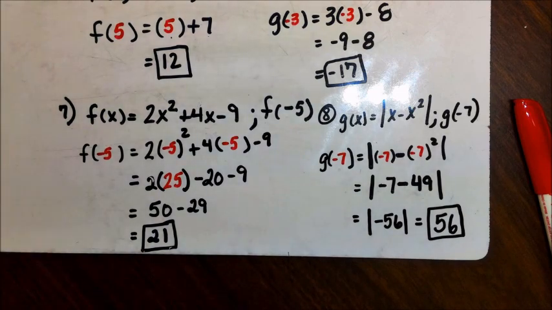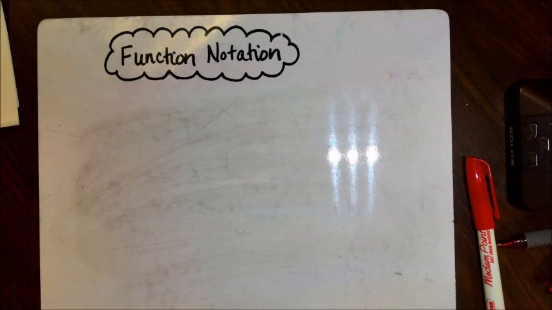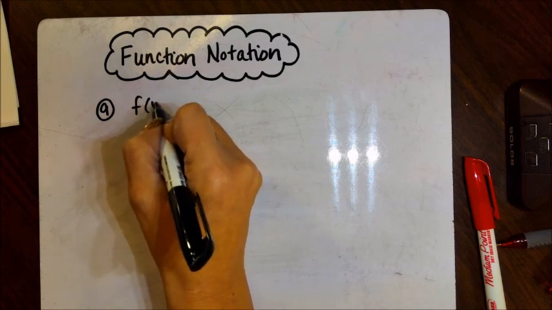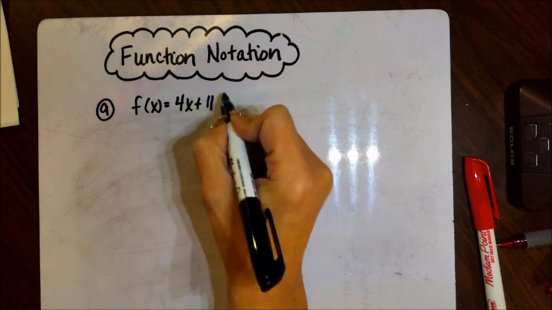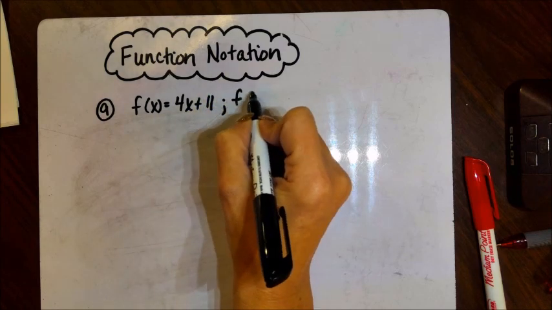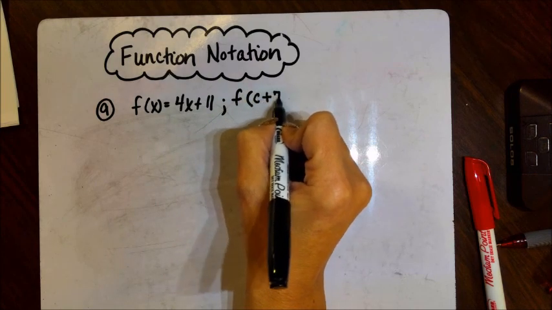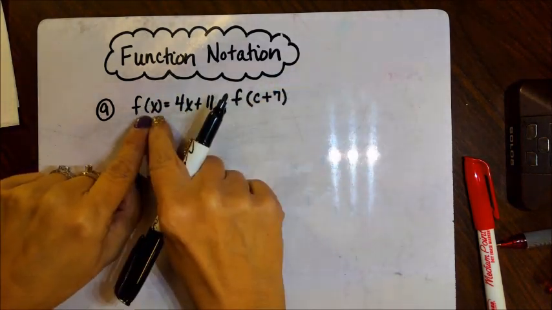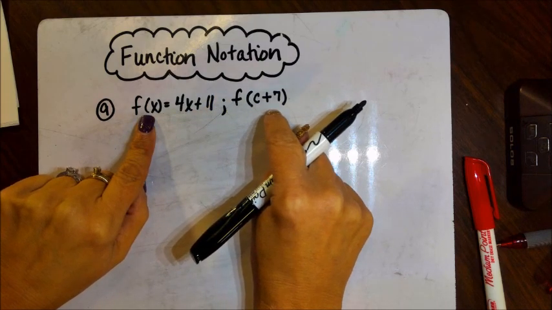So, let's take a look at number 9. All right, let me erase all this. Okay, so I'm going to take a look at number 9. Number 9 says f of x equals 4x plus 11. Now, this time it gives me something a little bit different. It says find f of c plus 7. So, just remember, this is nothing more than substituting. Instead of calling it x, x is now c plus 7. So it's a little bit different from what you saw before.